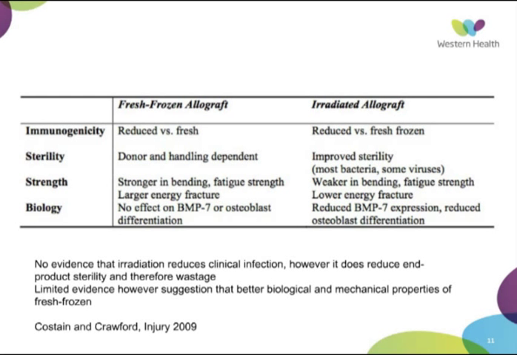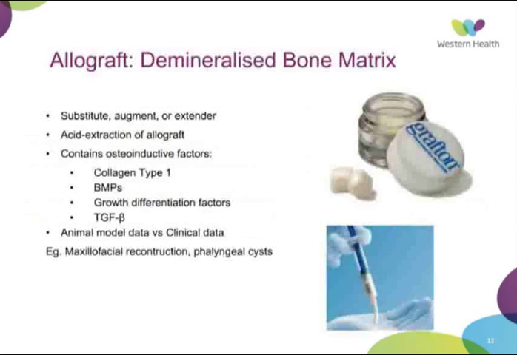Gamma radiation does reduce end product sterility, and therefore improves the shelf life of the material, and therefore decreases the amount of wastage. However, it doesn't actually follow through to reducing the chances of clinical infection, so it's not actually observed to do that. And there's very limited evidence at this stage that fresh frozen is any better than irradiated allograft. However, if you look very closely at the studies, there is a suggestion that there's a trend towards greater incorporation of fresh frozen non-irradiated tissue compared to irradiated.